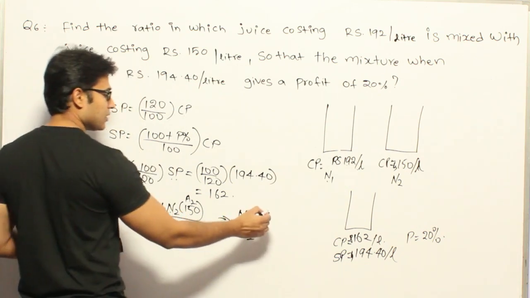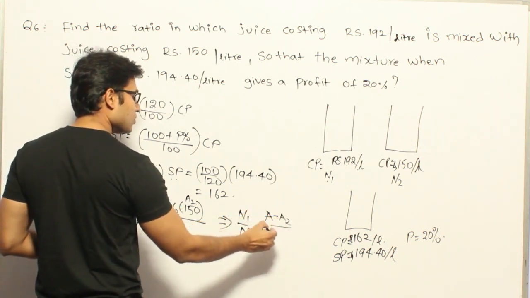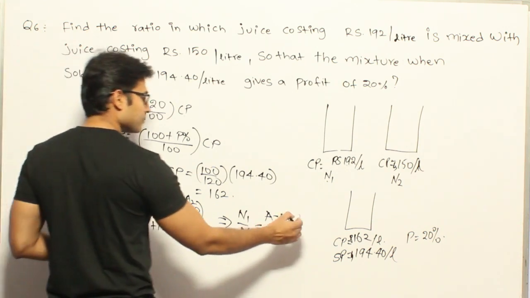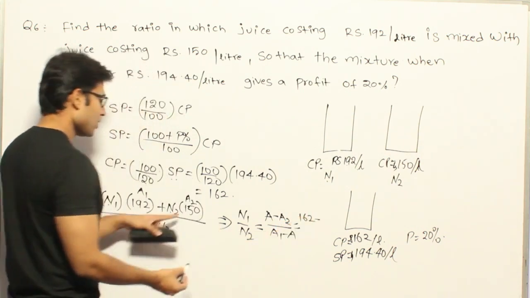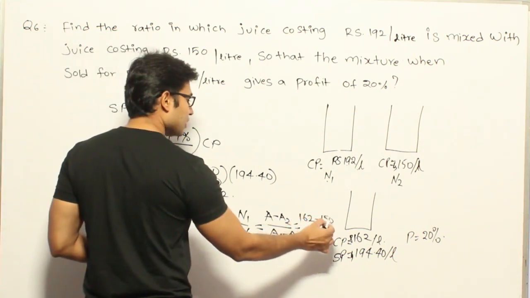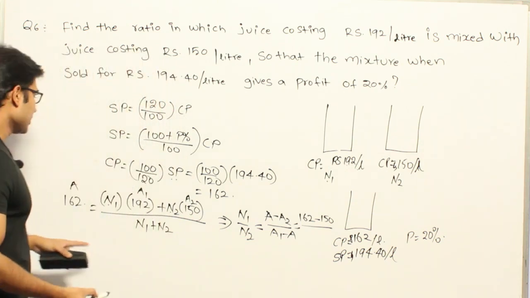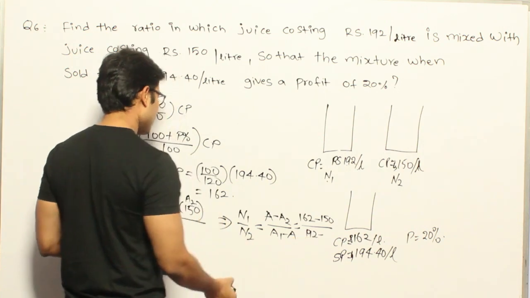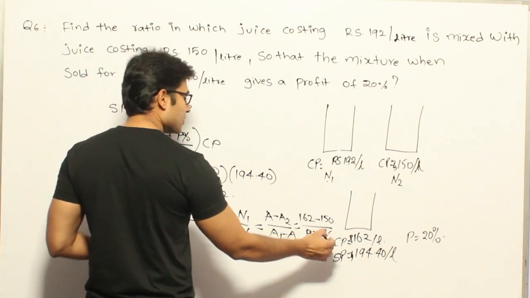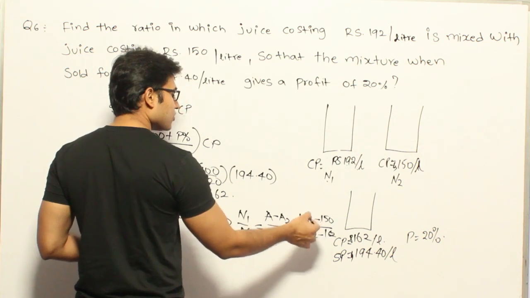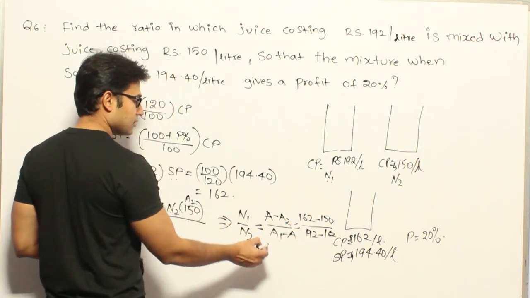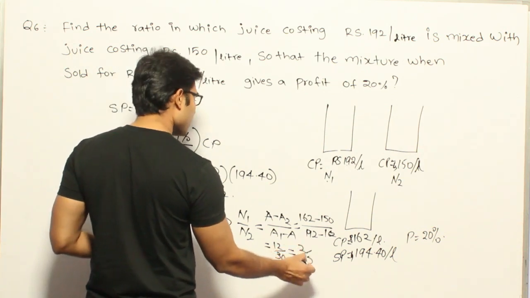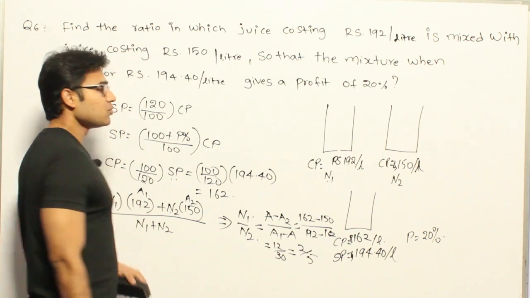So what is A here? A is 162. So it is 162 minus A2, and A2 is 150, divided by A1 minus A, where A1 is 192 minus A, and A is 162. So what is it going to be? 12 by 30, which is nothing but 2 by 5. Therefore N1 is to N2 equal to 2 is to 5.